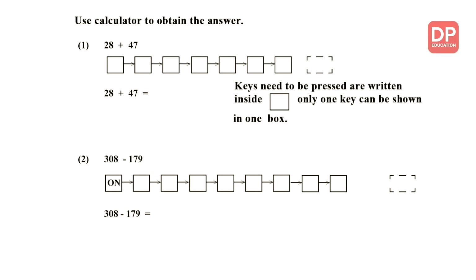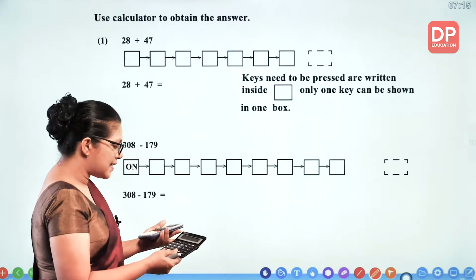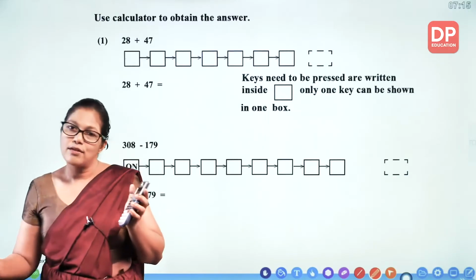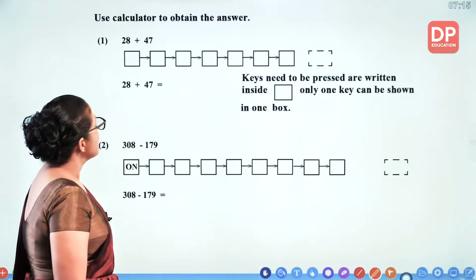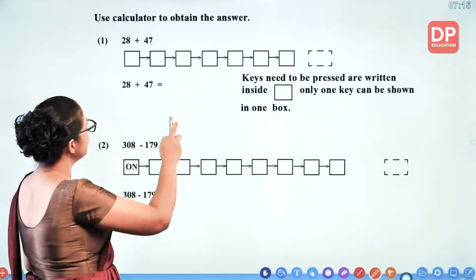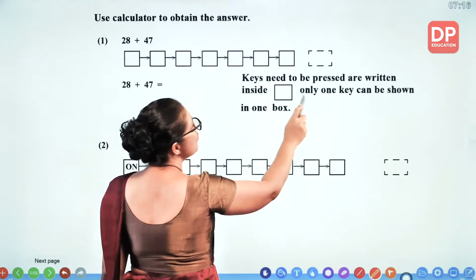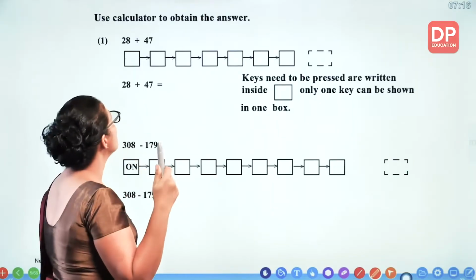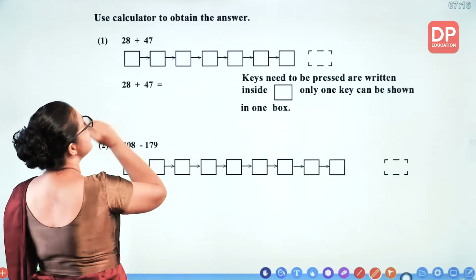Use the calculator to obtain the answer. So just addition. We'll see how to use the scientific calculator. So how to use it? 28 plus 47. Now when you're writing down the keys, you have to write only one key in one box. So 28 means 2 and 8. So you have to press 2, 8 there.